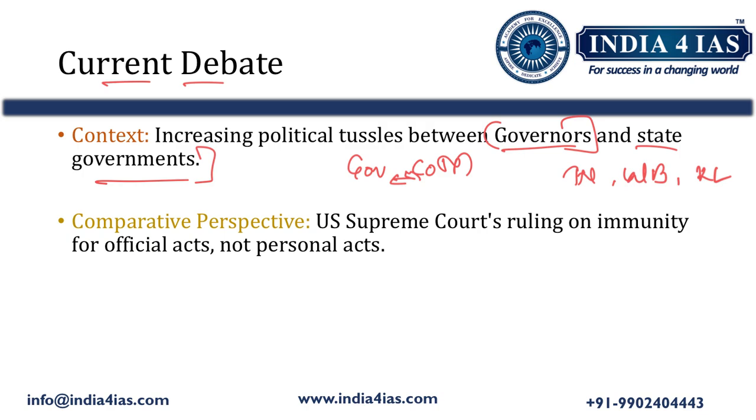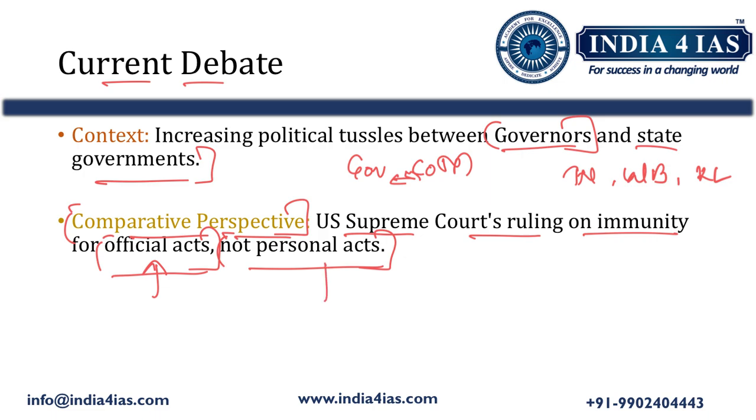headed by the Chief Minister. If we take a comparative perspective, in the US Supreme Court's ruling on immunity of the governor, only the official acts of the governor are protected, not the personal acts. So in the USA, the governor is only protected for his official acts, not his personal acts. The same should be adopted in India also. That is the debate that is going on. So this is all about Article 361 of the Indian Constitution.